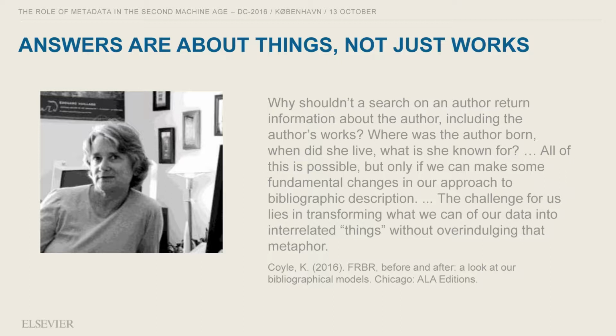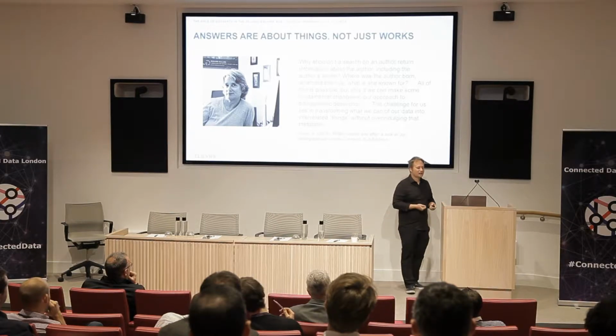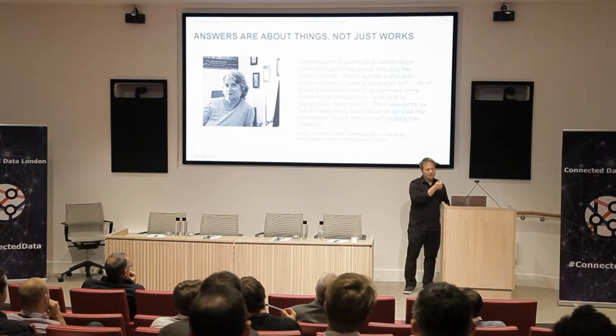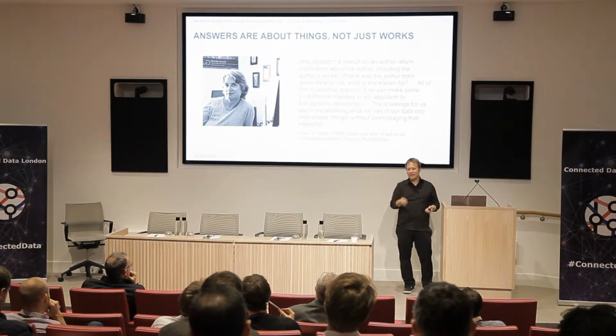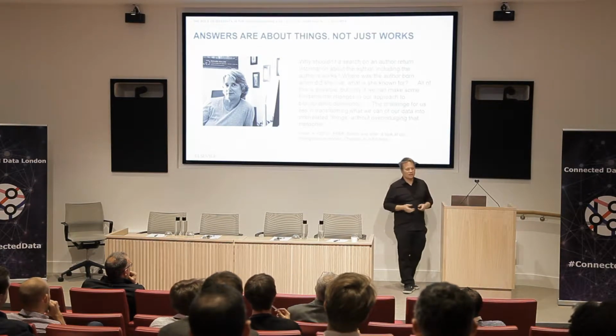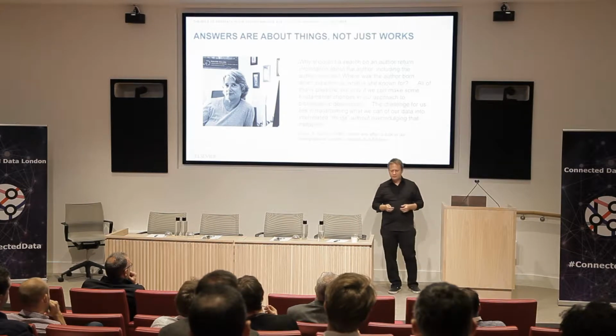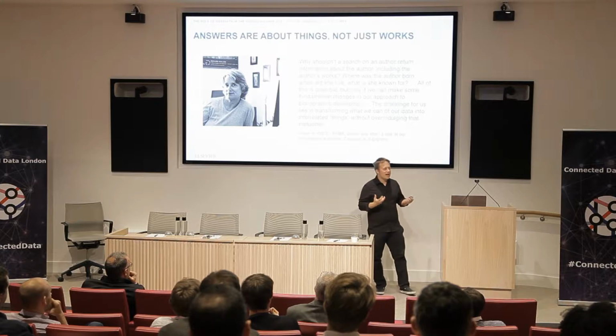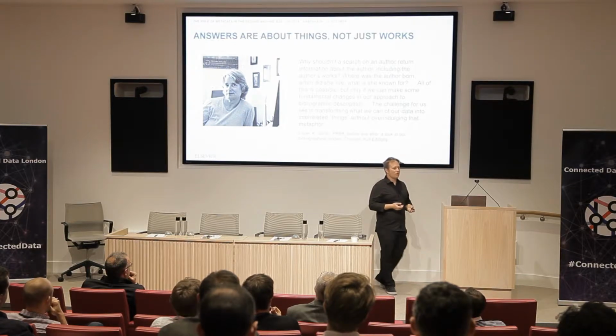So why shouldn't a search on an author return information about the author? Where the author was born? Where did they live? What she's known for? All of this is possible, but only if we make some fundamental changes in our approach to description. The challenge for us lies in transforming our data into things and not just documents. And so this is where connected data, and in particular the notion of having knowledge graphs, is really important.